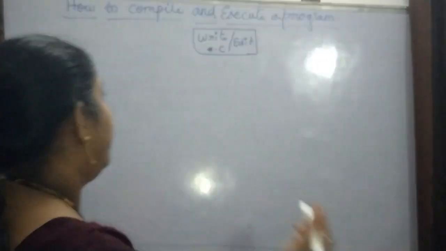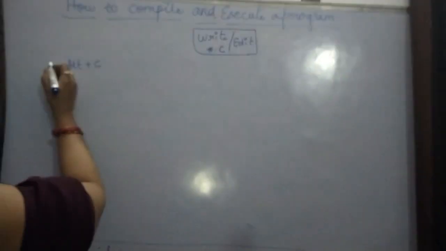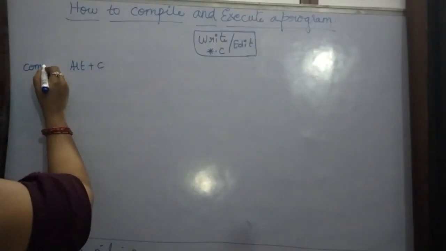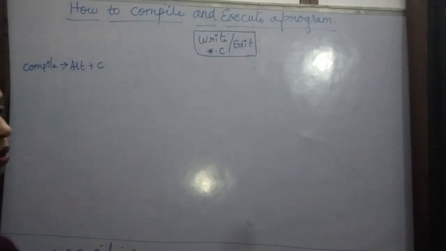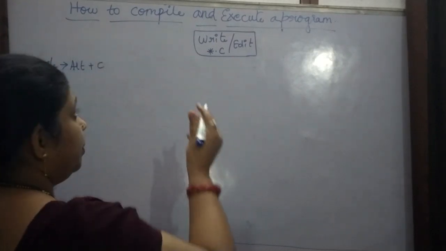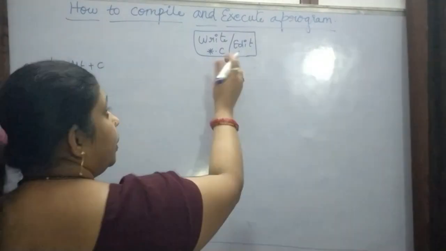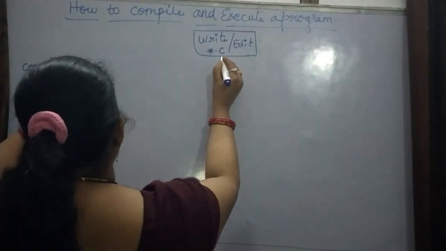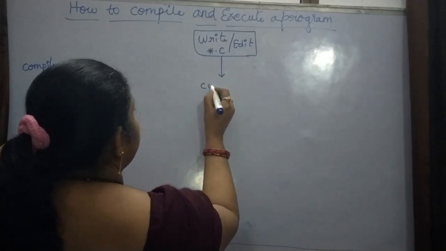For compiling, you have to use the keys Alt plus C. That means on the keyboard you have to press the Alt and C buttons. This is the compile option. To compile the program you have to press Alt plus C. Now after you have written a program, this will be the source code. When you have asked the computer to compile it, it will compile.